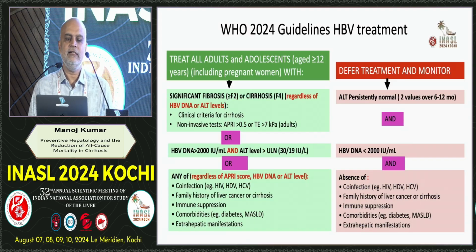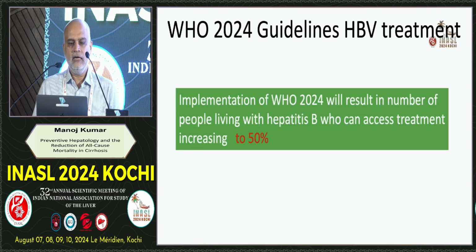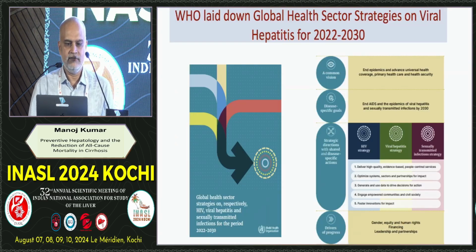And recently WHO guidelines have come, which also in effect increase the number of patients who would now be eligible for treatment. Implementation of these guidelines will result in the number of people living with hepatitis B who can access treatment increasing up to 50%, but still 50% will not be eligible for treatment according to these guidelines.